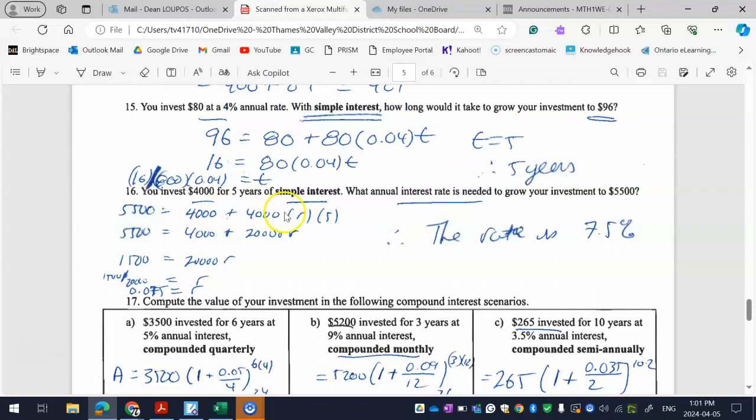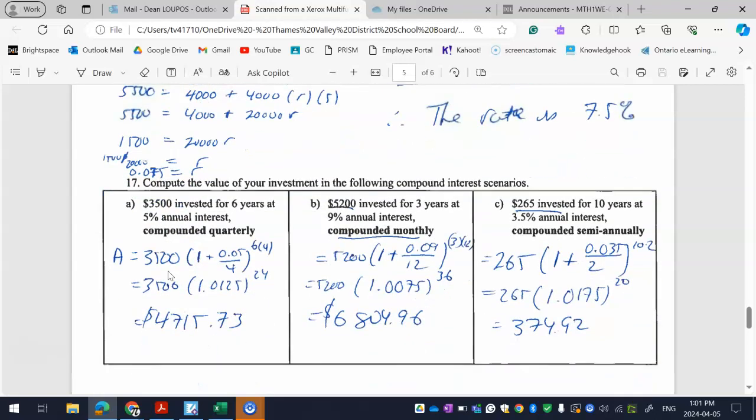So you have this here, and what I did a little differently here. At 5,500, I'd probably do it this way. 5,500 equals 4,000 plus 4,000 times R times 5. 5 times 4,000 is 20,000. Subtract the 4,000 on the left, and then divide. Okay, so that's what I did there. Subtracted and then divided to get that.